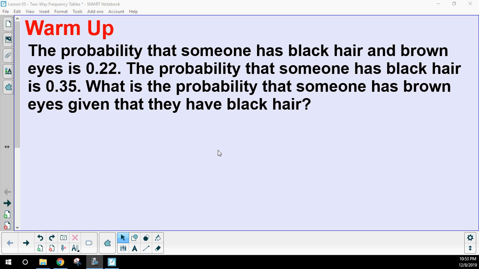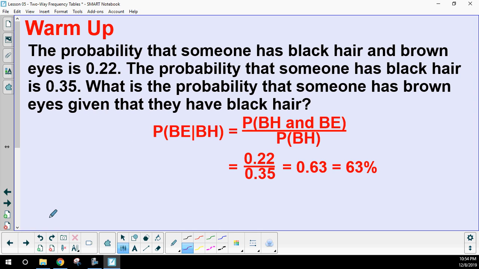Two-way frequency tables. The probability that someone has black hair and brown eyes is 0.22. The probability that someone has black hair is 0.35. What is the probability that someone has brown eyes given that they have black hair? That's right. 0.22 on top, 0.35 on the bottom, 63%.